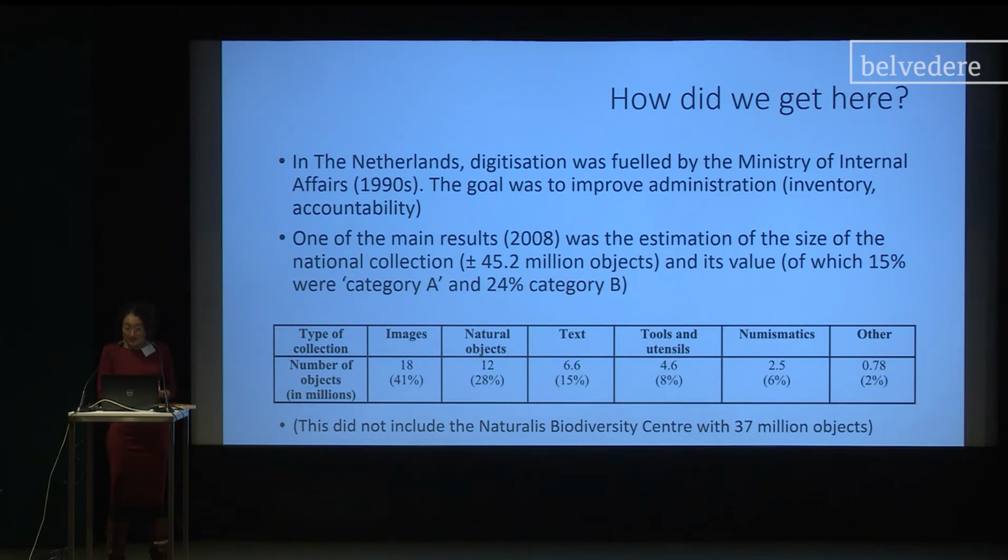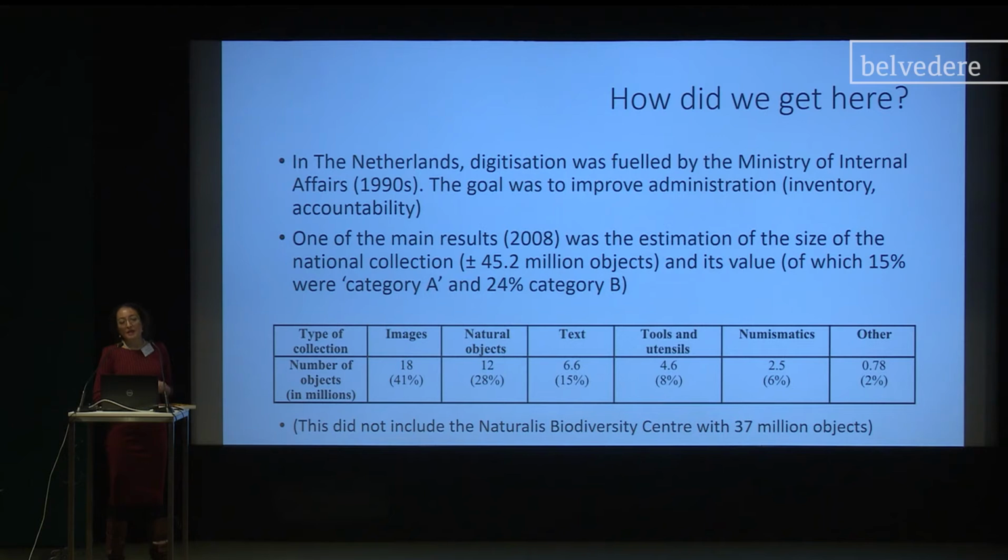Almost 20 years later, there was the first report with the estimation of the full Dutch collection, which was 45 million objects, and their value in terms of their importance to the nation. So 15% were category A, and these are the objects that you cannot miss. 24% were category B. These are objects that are important for your museum. Then you have category C, which are objects that you have in your collection. And category D is just sort of the props in your exhibits.